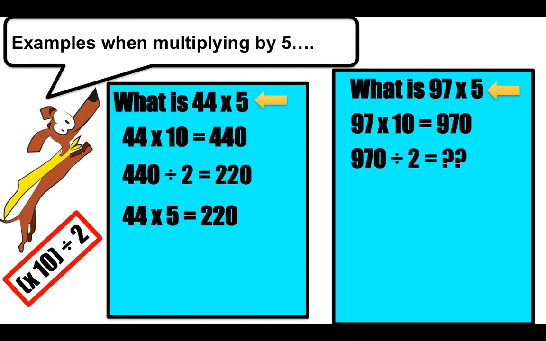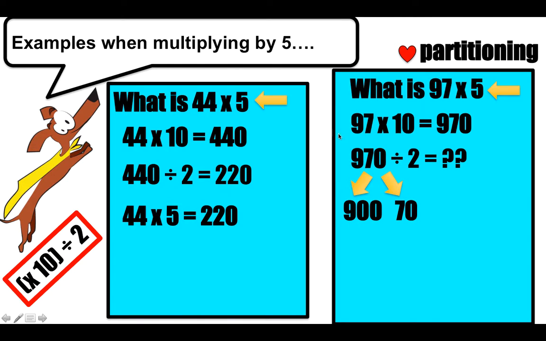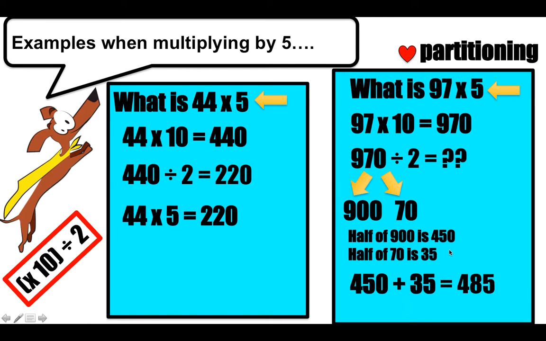So let's go back to what we were doing before with halving using partitioning again. Let's partition the number into 2 parts. Half of 900 is 450 and half of 70 is 35. So if I add these two numbers back together again, 450 plus 35, we have our answer, 485. So my answer follows then that 97 times 5 is 485. Again, I'm showing you the process of working here so you can become familiar with the process that you should be doing in your heads.